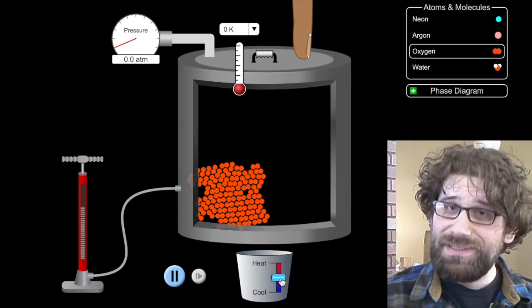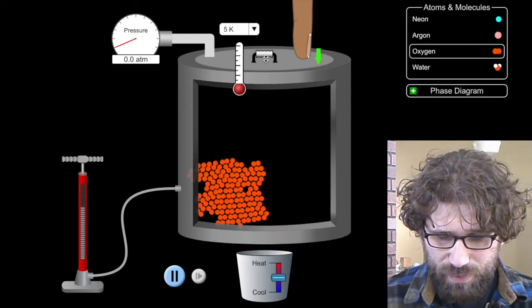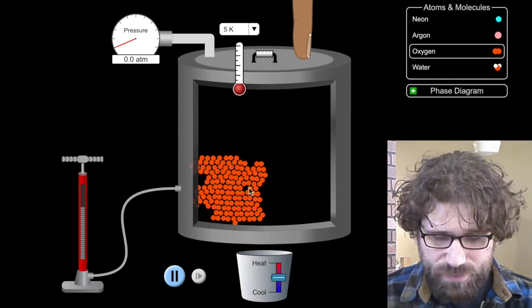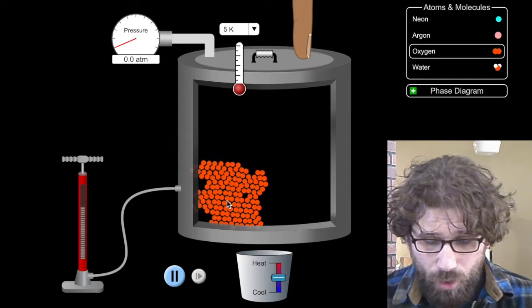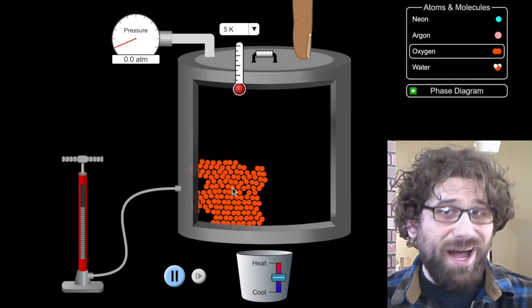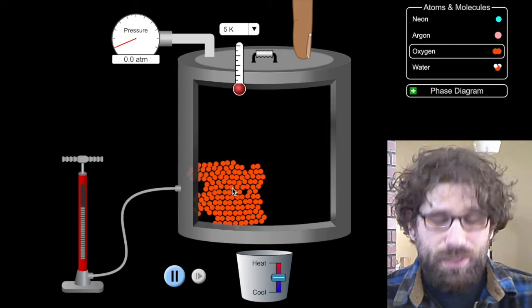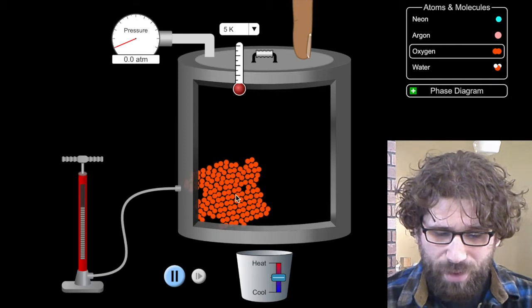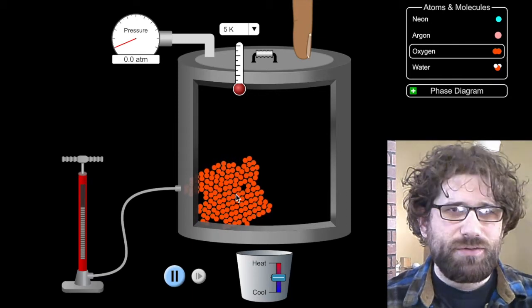If I give it even a little bit of heat, just a little bit, now we're at 5 degrees Kelvin, we can see there's a little bit of movement here. These particles are vibrating around, even though at this temperature, pure oxygen is a solid. So this is a solid. We can see that they're all lumped together, sitting in one pile, but they're still vibrating just a little bit.